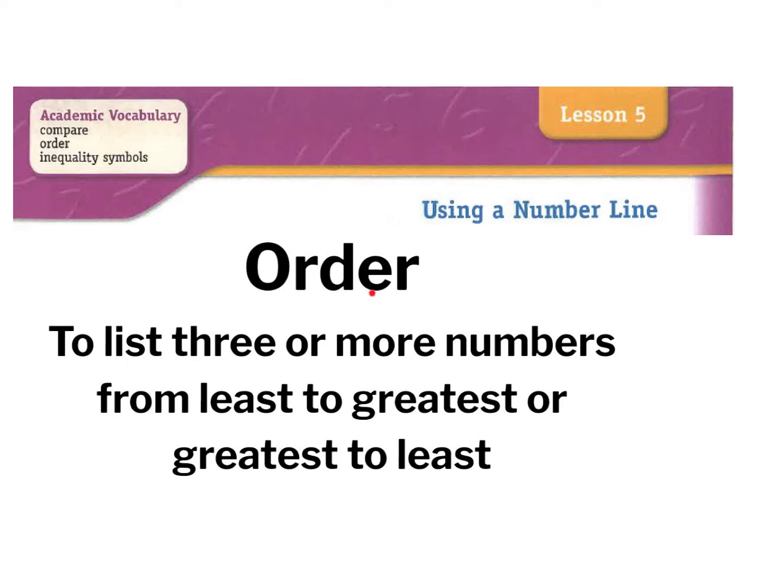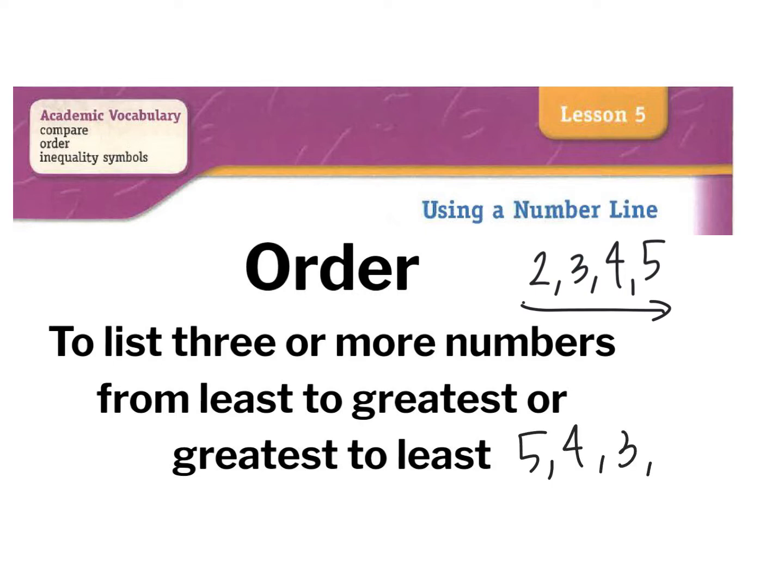The next word is order. That means to list 3 or more numbers from least to greatest or greatest to least. If you're going to order numbers, they might give you a list of numbers and then you have to put them in order from least to greatest. That means the lowest to the highest, or from greatest to least, which would be the other way, like this, greatest to least.